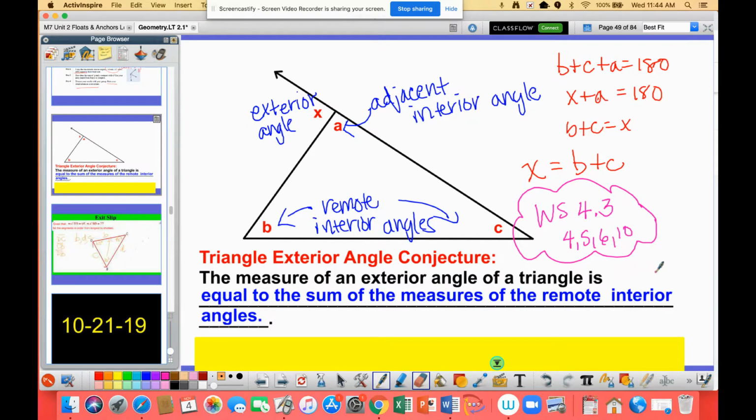Number 6, that one's a little tricky. So I want you to work on it before you just give up and say, I can't do it, okay? Because it's a couple of triangles together, all right?